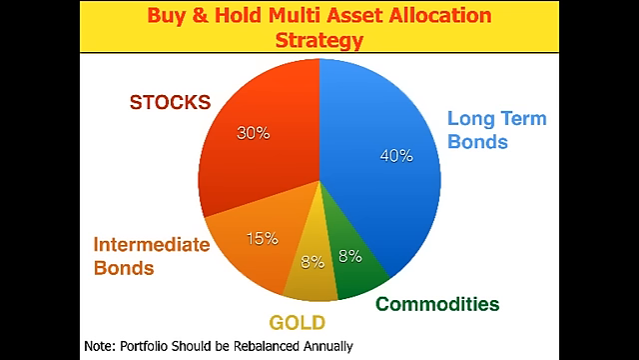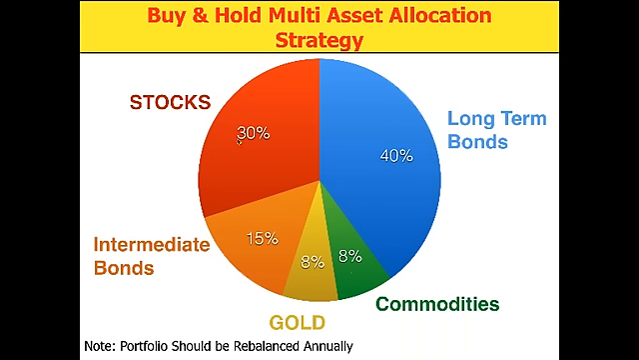So here's an example of a multi-asset allocation strategy which you could just buy and hold passively. So they will hedge off each other. For example, for every $100 you have, or $100,000, whatever, 30% will be used to buy stocks, specifically the S&P 500 ETF, or the SPY. 40% will buy long-term bonds like the TLT ETF, 15% in intermediate bonds like the IEI, 8% into gold, the GLD, and the other 8% into other commodities like the DBA ETF.